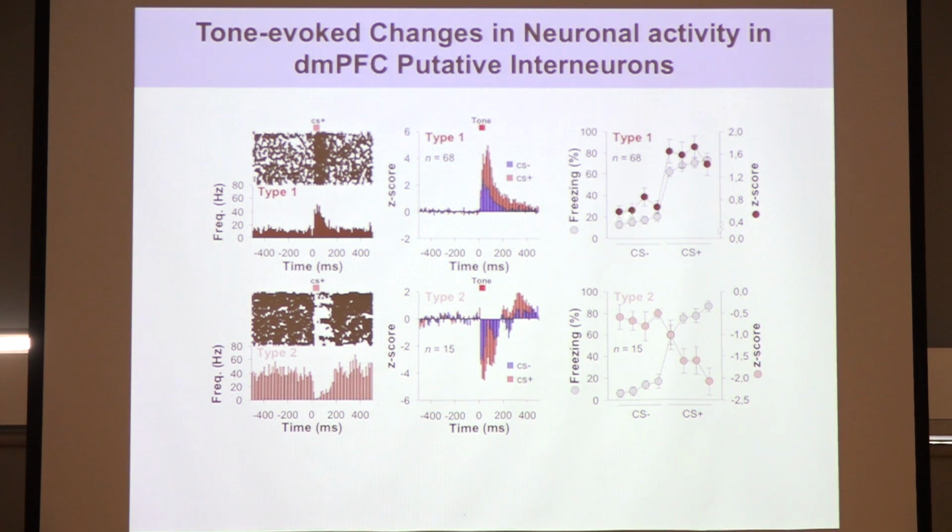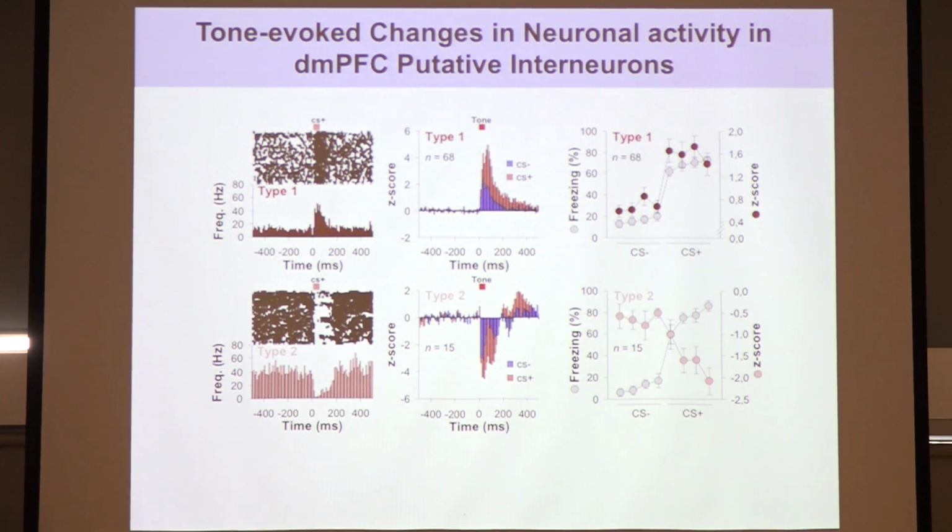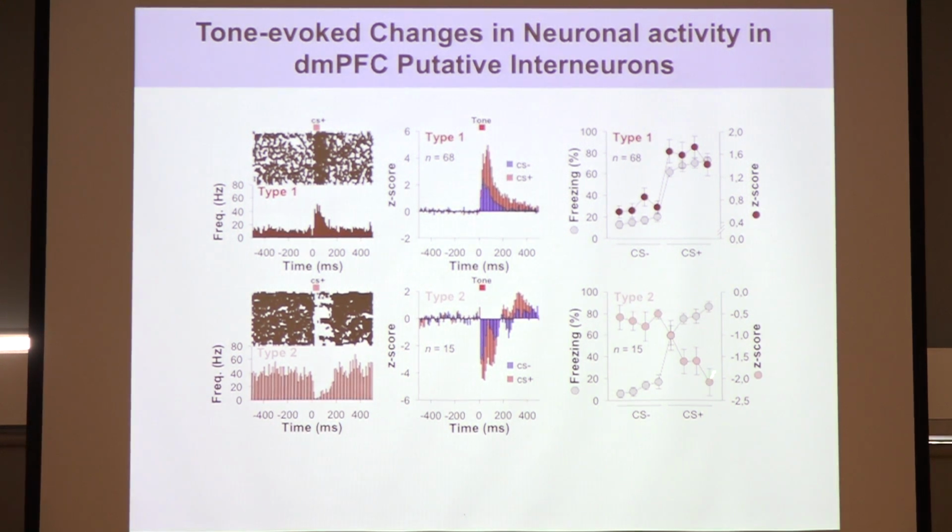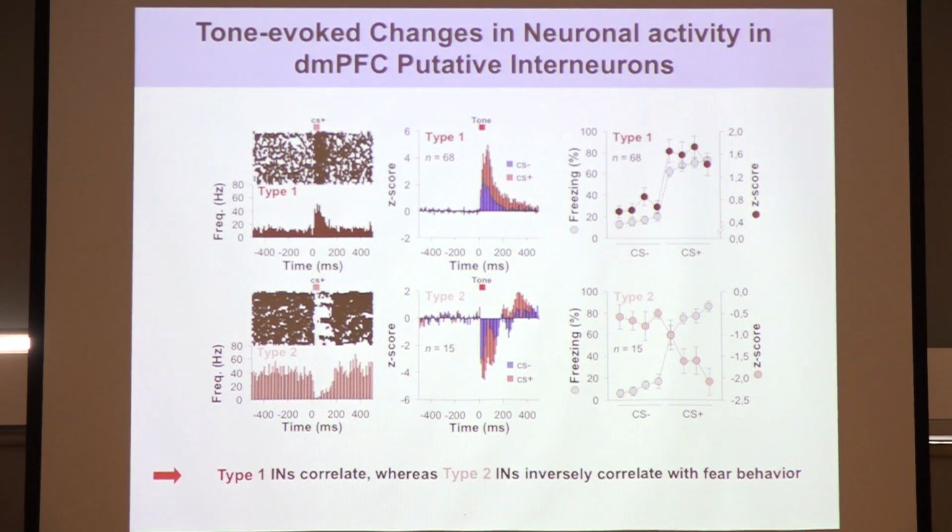So for the type 1, you see there is an almost perfect match between the behavior and the change in neuronal activity. When the fear was low, the neurons were not activated. When the fear was high, they were activated. And the type 2 were inversely correlated with freezing behavior. That is, when the fear was low, they were not inhibited, but when the fear was high, the type 2 was strongly inhibited. So this is just the conclusion.